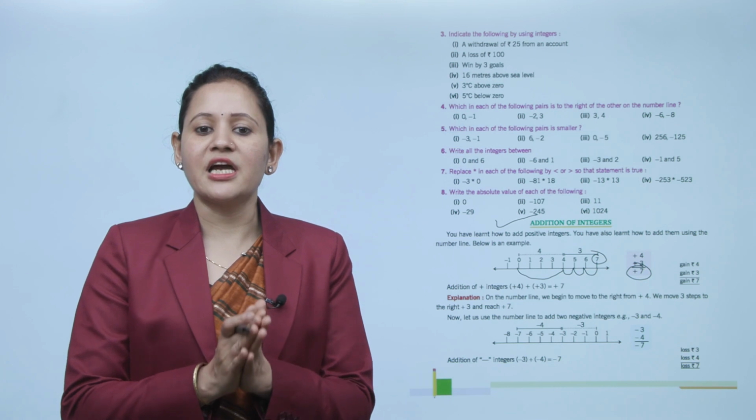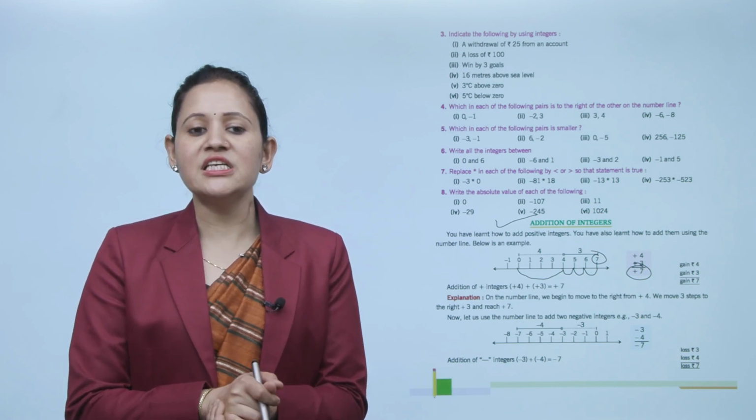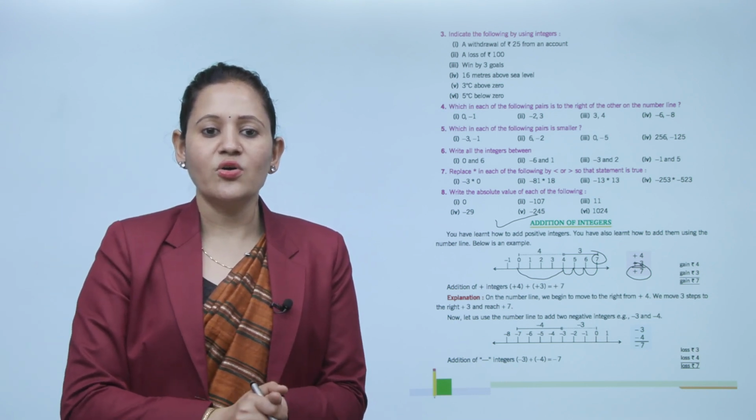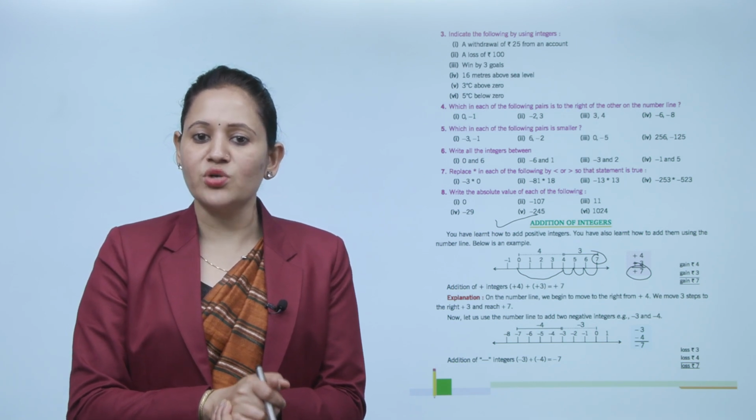Explanation. On the number line, we begin to move to the right from 4. We move 3 steps to the right. 3 steps forward to the right. So, we'll reach 7. Now, let us use the number line to add 2 integers.